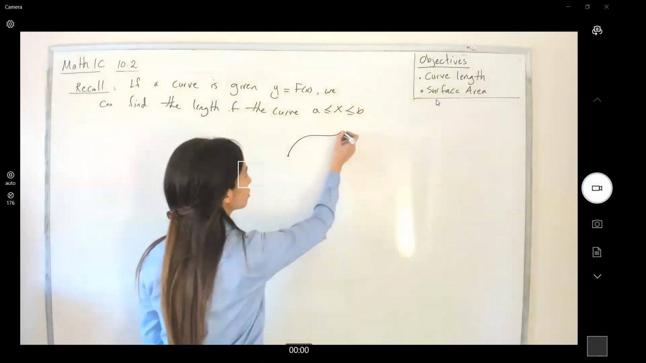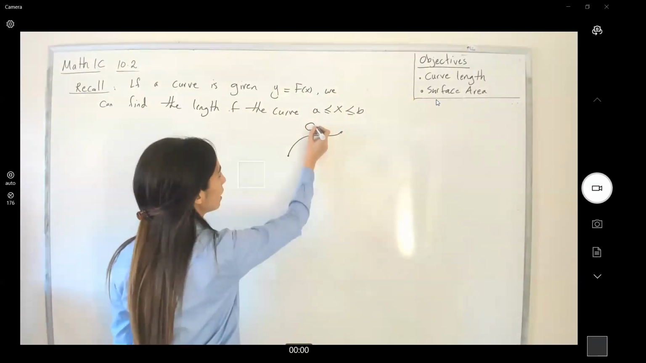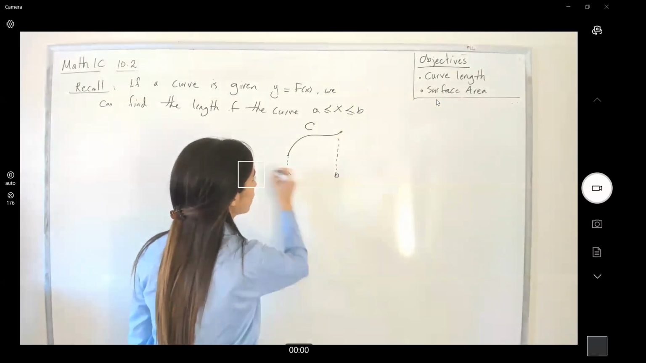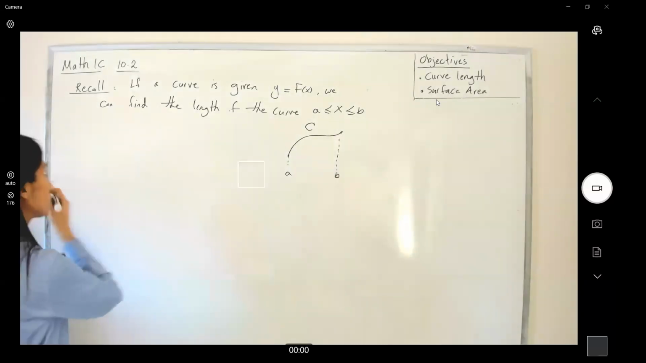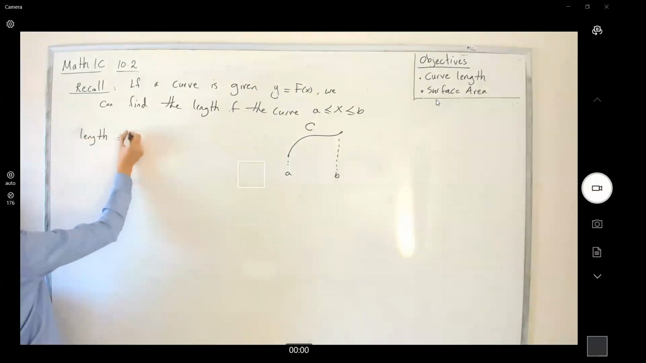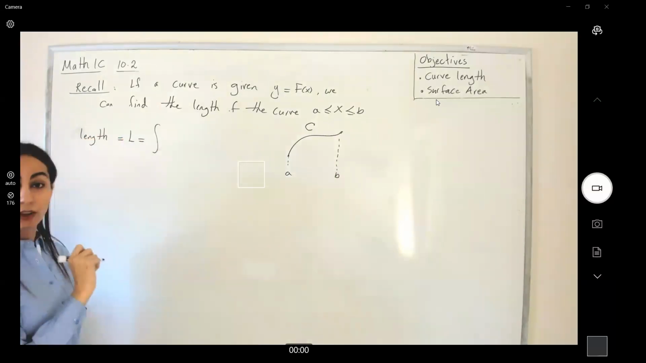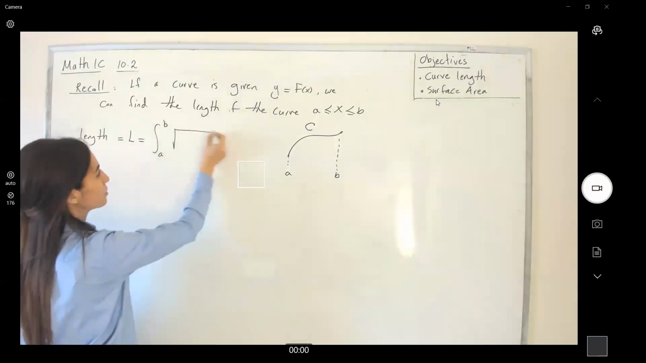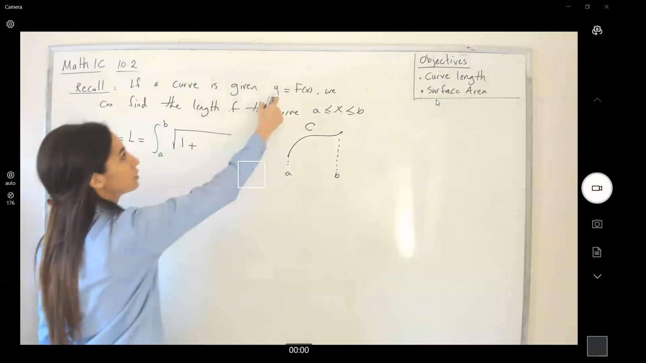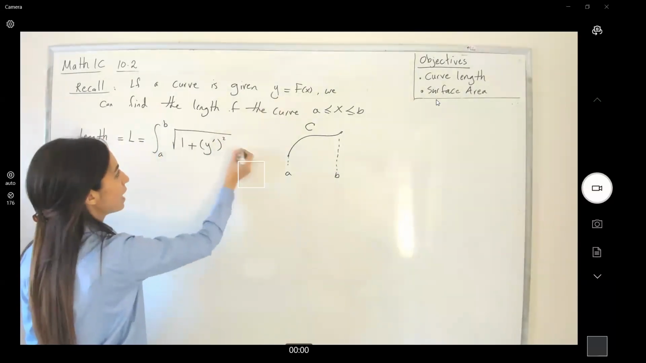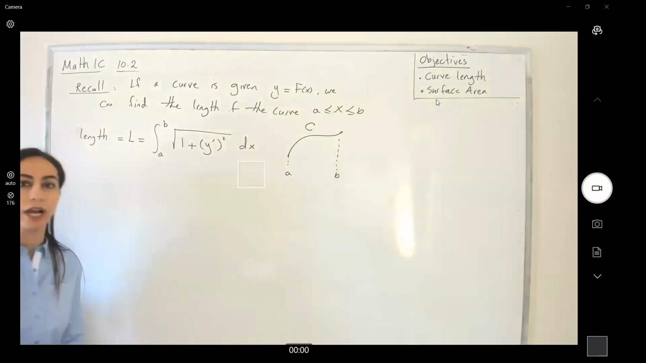So suppose this is your curve C, and A to B on the horizontal axis. Remember that the arc length, or the length of the curve, L, is equal to the integral from A to B. You have a definite integral, square root of 1 plus. We take the derivative of y, we square it, and we take the integral with respect to x.